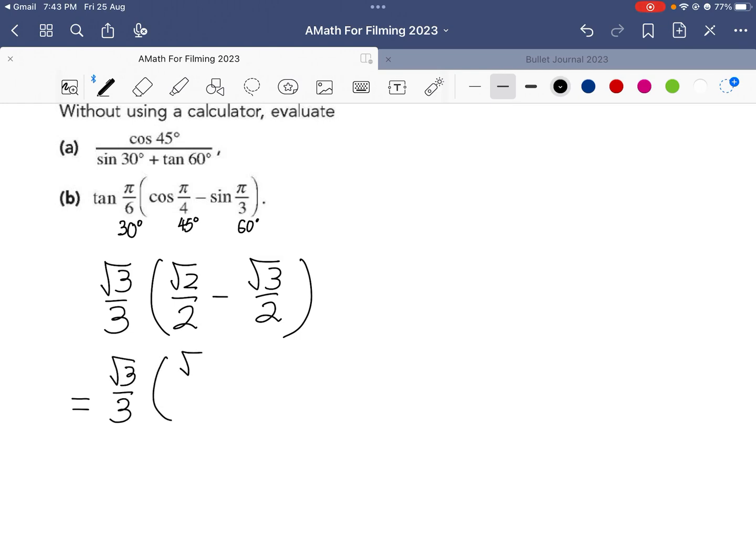So if I start to simplify, what I get is square root 3 over 3. Then inside my brackets, what I get is square root 2 minus square root 3, divided by 2. Then if I multiply, what I get is root 6 minus 3 over 6. And I am done with my example 1.